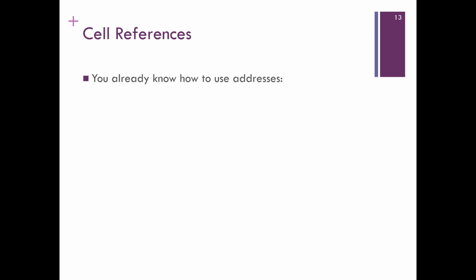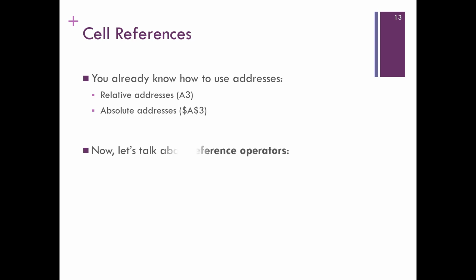Now let's talk about how to refer to cells as you write your functions. So you already know how to use these two addresses, the relative and the absolute. Now let's talk about what are called reference operators. And so this is a way to refer to multiple cells that may be in different locations. And there are two types. There's range reference and then the union reference.